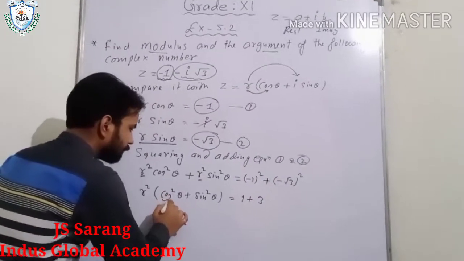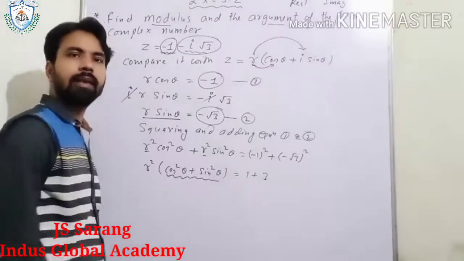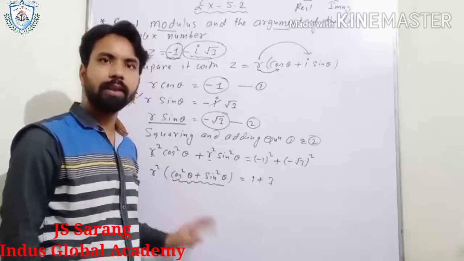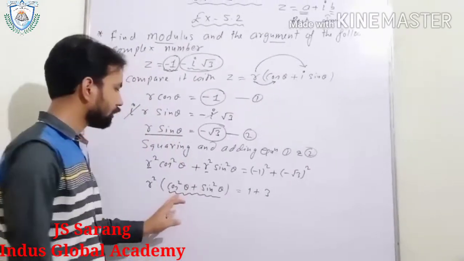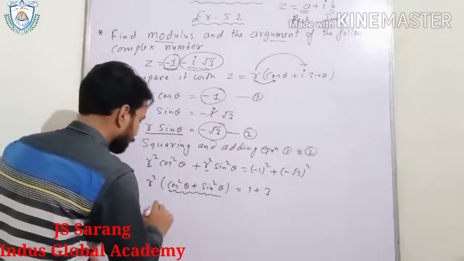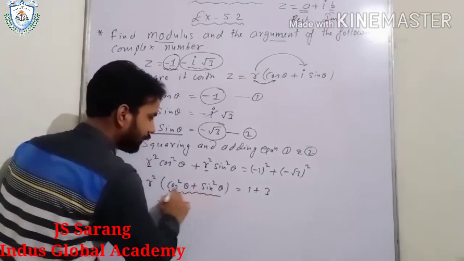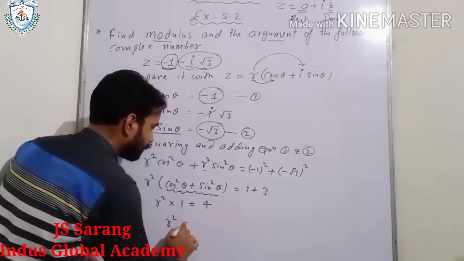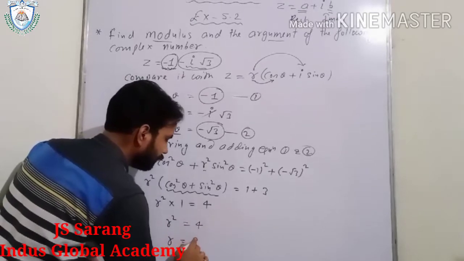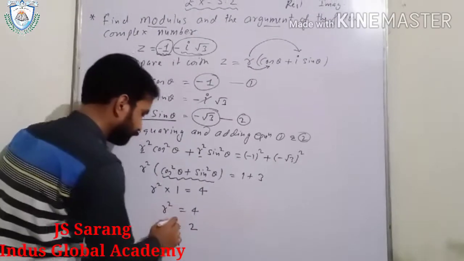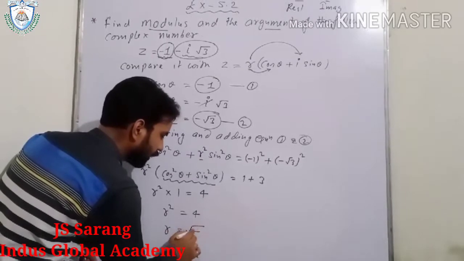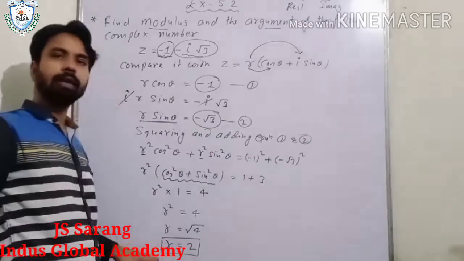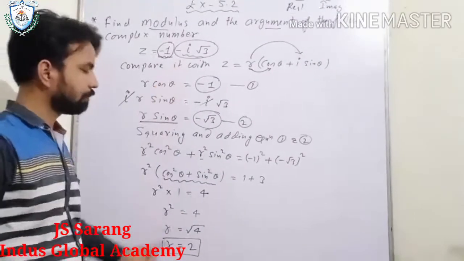But you know this, cos square theta plus sin square theta, from 10th class. This is the very fundamental identity: sin square theta plus cos square theta equals 1. So in place of this, we can put 1. So r square into 1 equals 1 plus 3, which is 4. So r square equals 4, then r equals 2 because the square root of 4 is 2. So hence the value of r is 2. So the modulus of this complex number is 2.